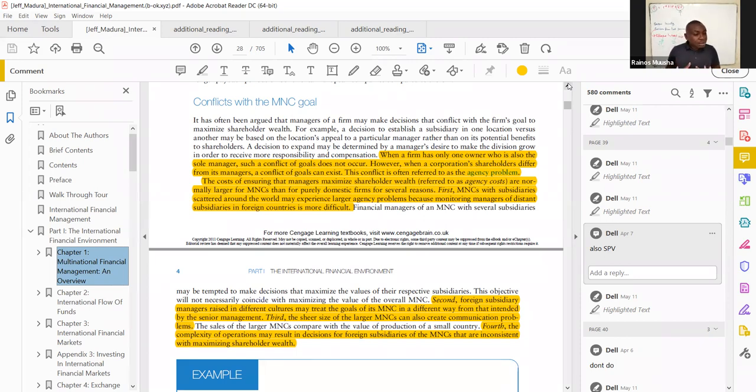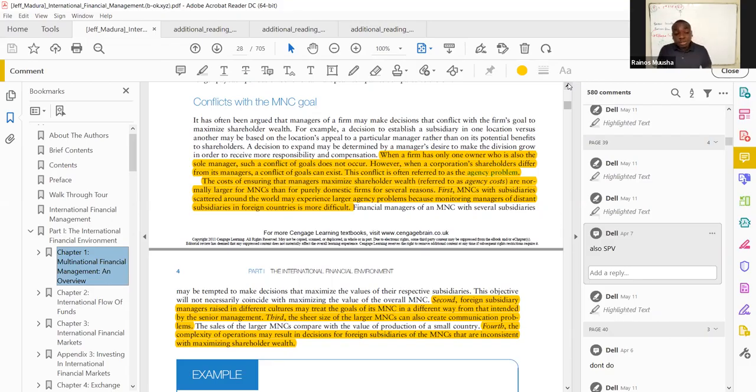So it also means that by acting in their best interest, they're also acting in the best interest of the organization as well. But now they also say, however, when a corporation's shareholders differ from its managers, a conflict of goals can exist. This conflict is often referred to as the agency problem. So the cost of ensuring that managers maximize shareholders' wealth, which are the agency costs, are normally larger for multinational corporations than for purely domestic firms for several reasons.